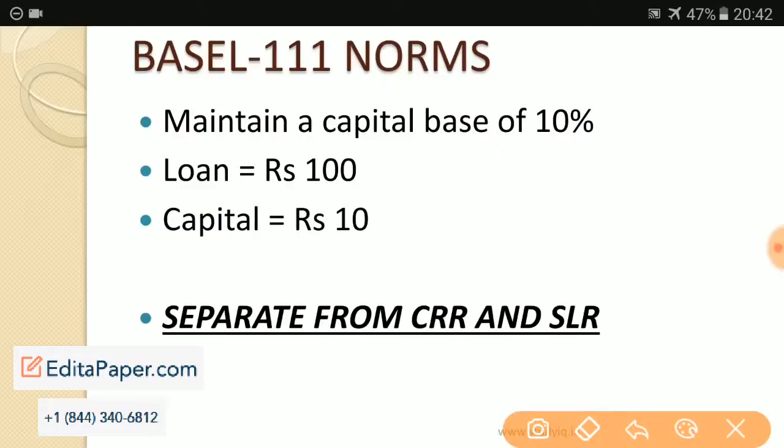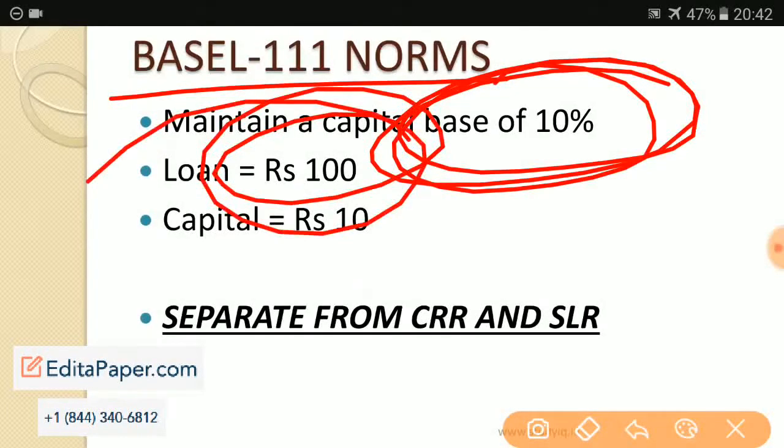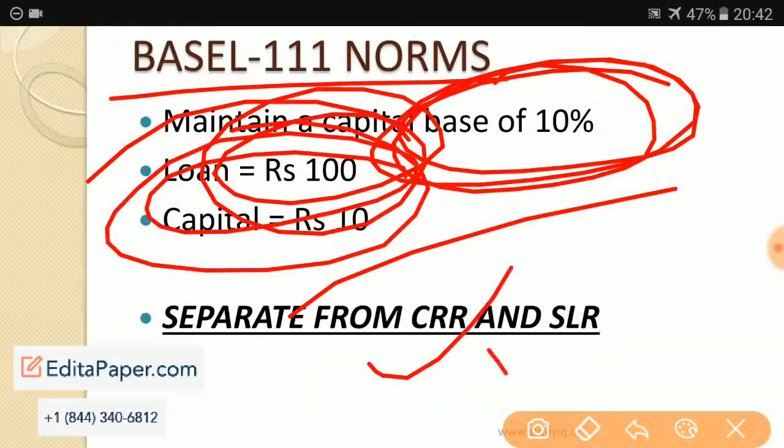As far as the Basel III norms are concerned, it is only one statement. You must have heard of Basel III norms again and again in news articles and in every magazine possible for the UPSC. Basel III norms is just a one-line concept: you need to maintain a capital base of 10% of the loans that you are giving out. That is the concept of Basel III norms. This is completely different from CRR and SLR.